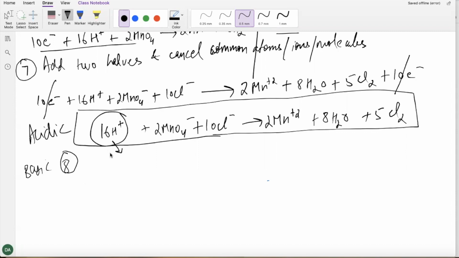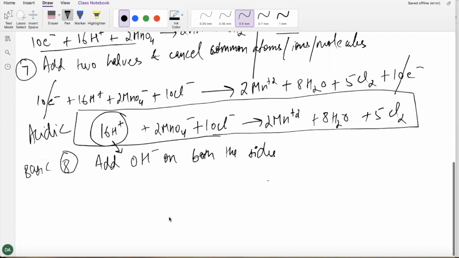What you have to do here is add OH negative on both the sides. What we are doing here is trying to transform this acidic reaction into a basic reaction. For that, we take our same reaction and add OH minus on both the sides. Now guys, let me show you one reaction. Don't copy that right now. This is not part of the question. Just don't copy this here, otherwise it will confuse you.